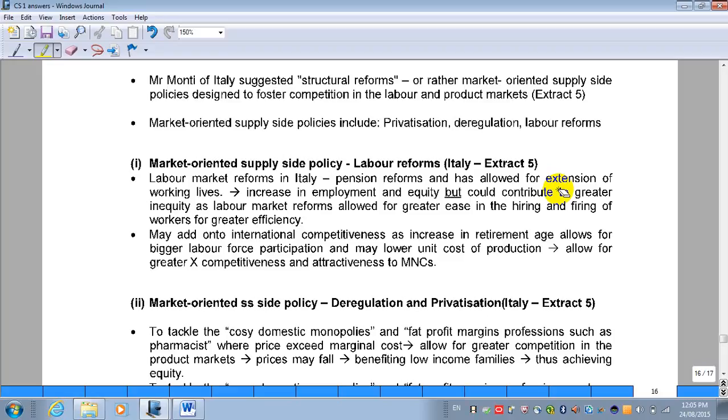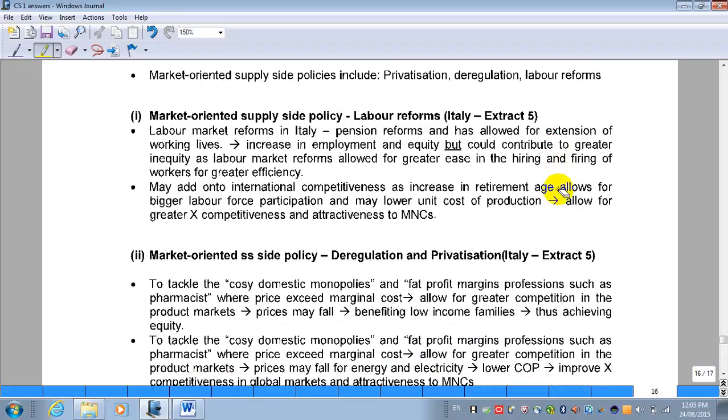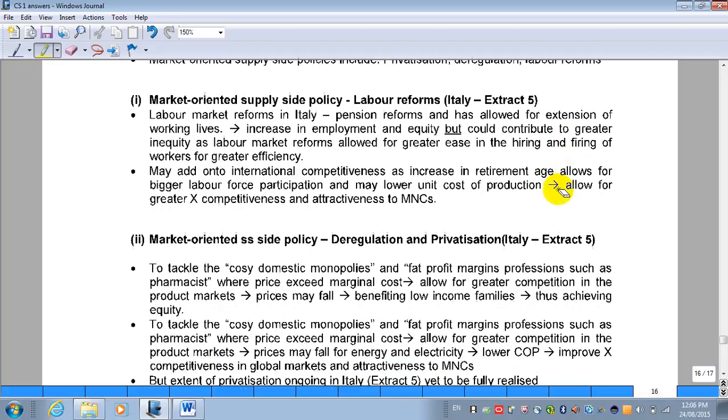But take note that market-oriented supply-side policies, there are different kinds. And when you talk about greater ease in the hiring and firing of workers, if some workers get fired, it can cause inequity to rise as well, right? So it really depends. It really depends, all right?